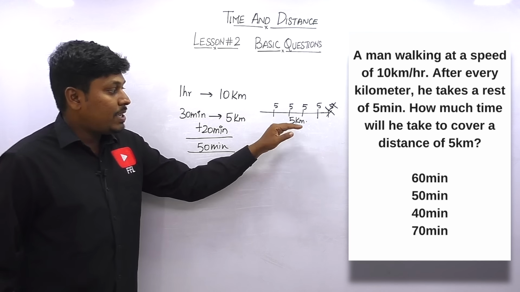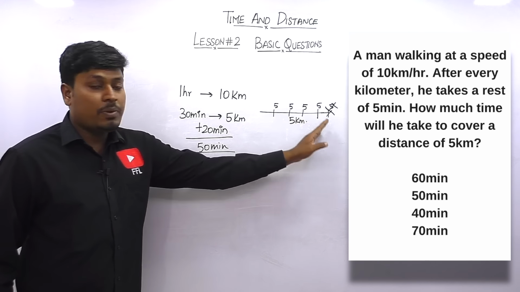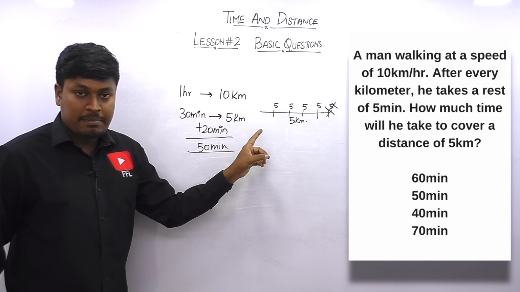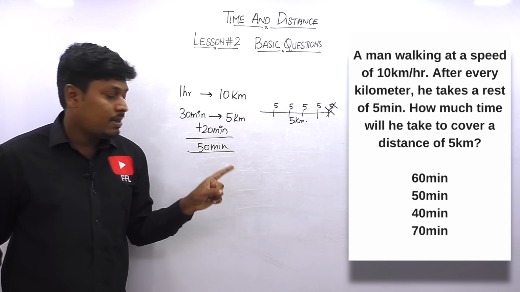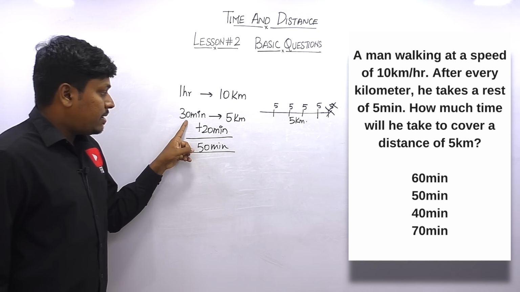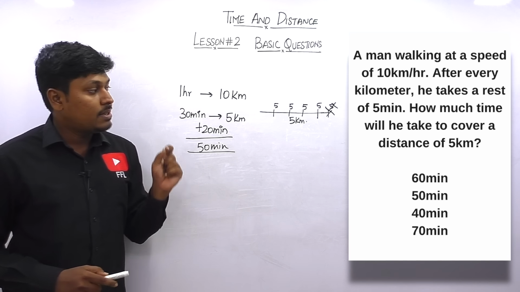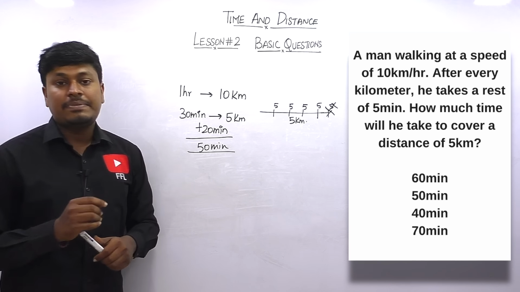So got it? So here 5 kilometer and the rest times will be only 4 times. Every time he is taking 5 minutes rest. So 5 into 4 will be 20 minutes. So 20 minutes rest and 30 minutes. So final answer will be 50 minutes. So the answer for question number 4 is 50 minutes.